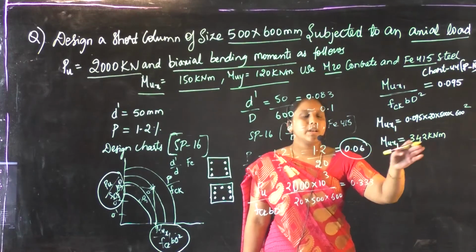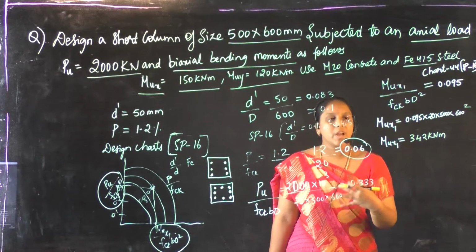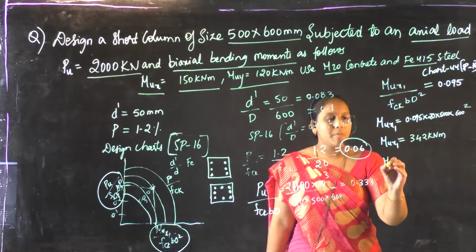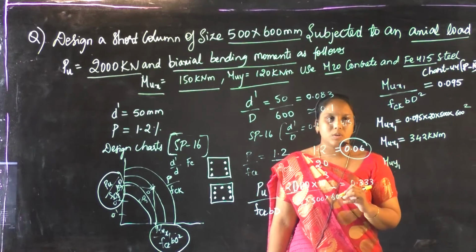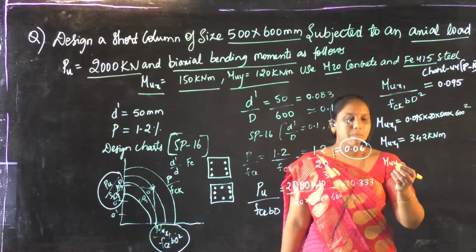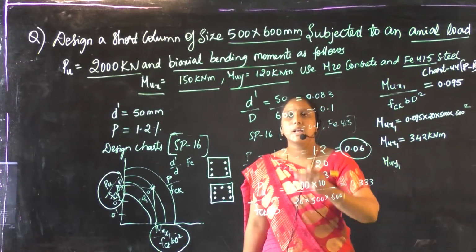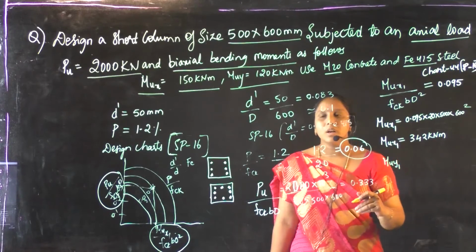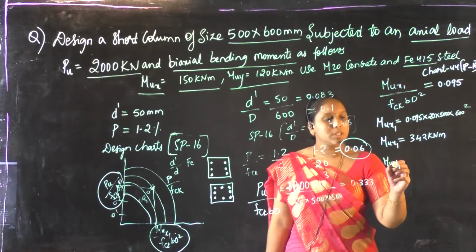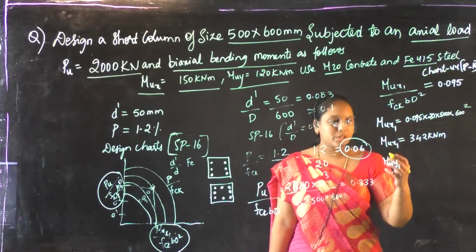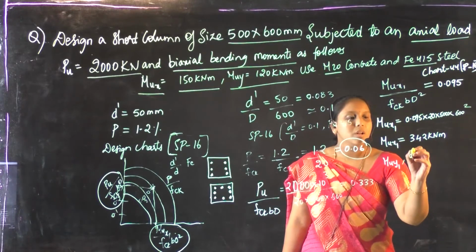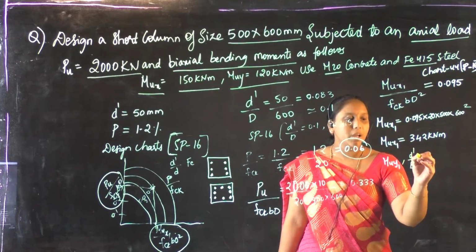Now we have calculated MUX1. In the similar way, we have to calculate the MUY1 also. So how will we calculate MUY1? Now we have to again calculate the D dash by B value, because it is in the other direction, that is the Y direction. So here what we have to calculate? We have to calculate the D dash by B value.